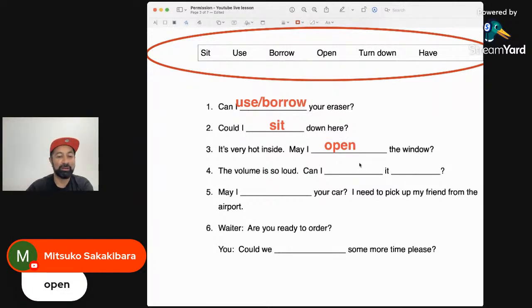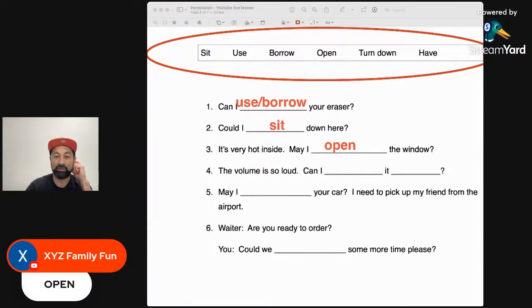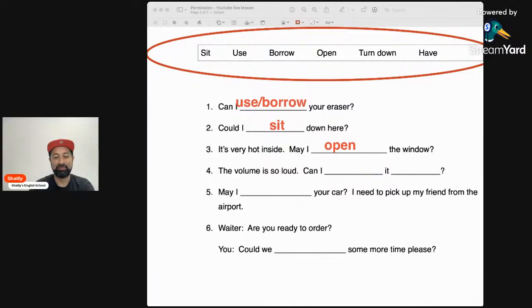All right, number 4. The volume is so loud. Can I something it something? So that means maybe the TV volume, maybe the stereo volume is very, very loud. What do you want to do?